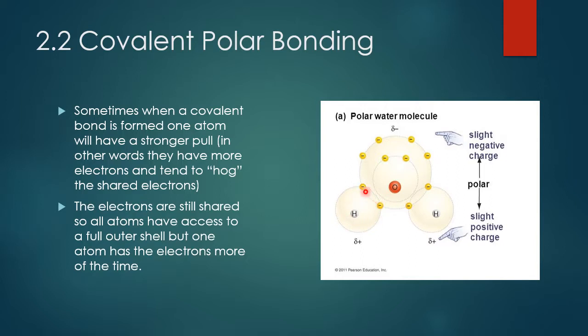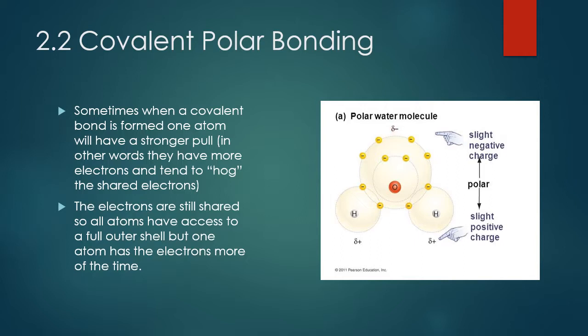And so the electrons spend more time circling around oxygen than they do circling around hydrogen. They still will go back and forth between both, so both will still have access to that full outer ring. It's just that oxygen has those electrons more of the time. Now, if you remember, electrons are negatively charged. And so since oxygen has the electrons more of the time, the oxygen end of this water molecule, or this combined hydrogens and oxygen, will end up with a little bit more of a negative charge on this side of the molecule.